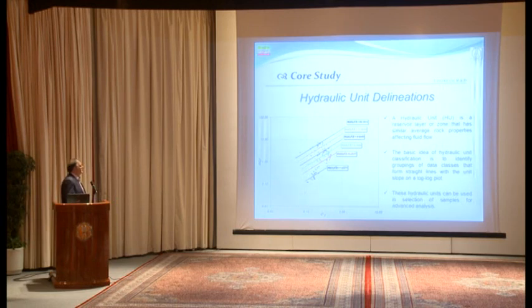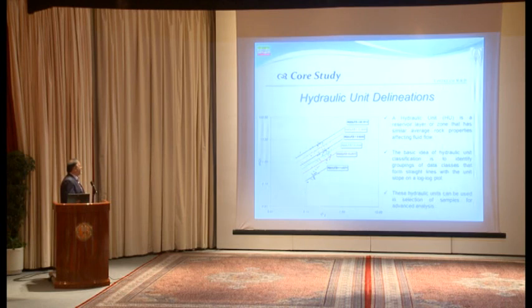And one of the tasks in core study, after determination of petrophysical parameters, is selection of samples for special core study. One way to select samples for a special core study is hydraulic unit delineation. As you know, there isn't a direct relationship between porosity and permeability, especially in carbonate reservoir rock, because pore geometry does not allow us to make a simple correlation between porosity and permeability.